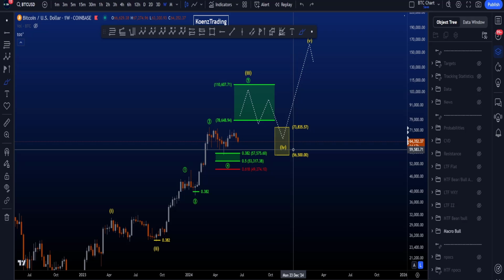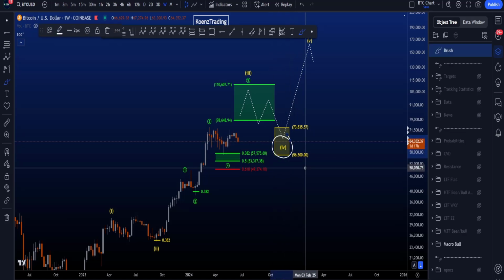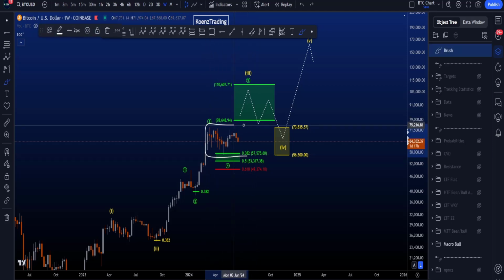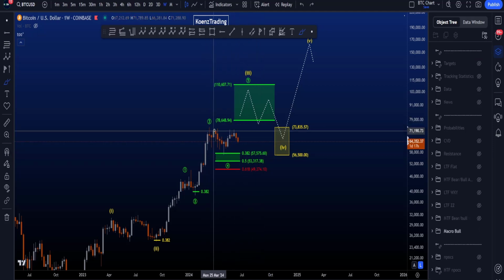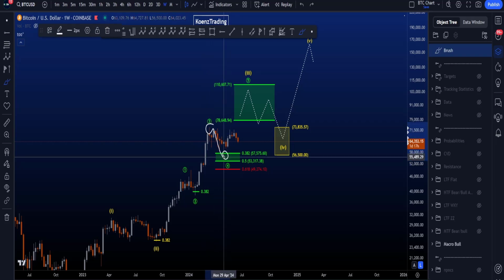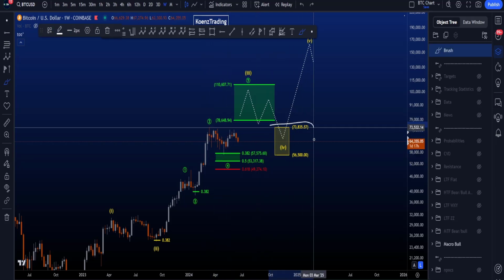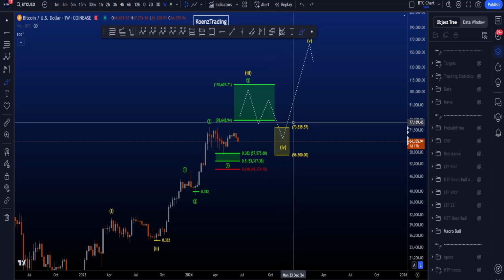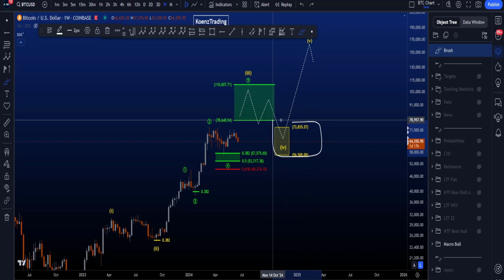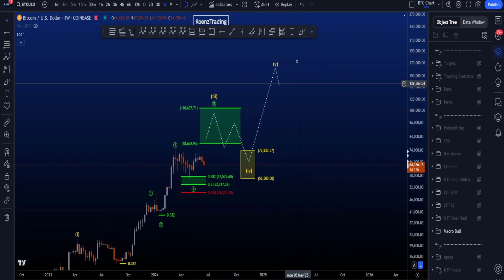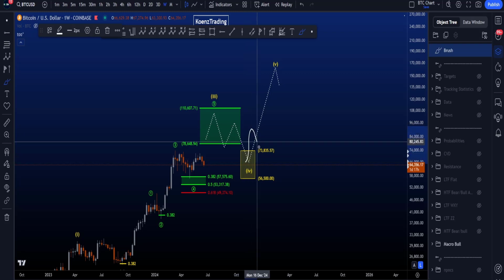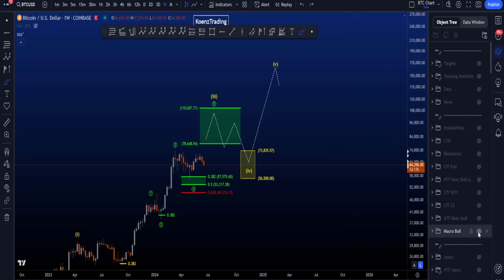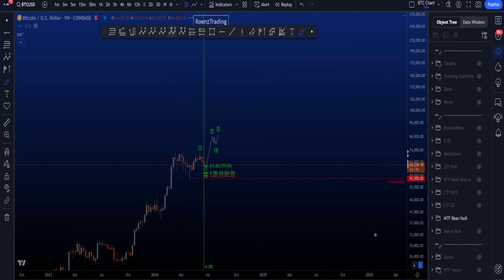A wave 4 of a higher degree, which is the yellow wave 4 here, does like to retrace to the wave 4 of a lower degree, which is the wave 4 in green. Therefore, if you take a box from the high to the low of the green wave 4, this can act as an important target area for your wave 4 of a higher degree, the yellow wave 4, between 73.8k and 56.5k. After this wave 4, we are then looking for a final impulse to the upside in a wave 5 before we then get a bigger retracement towards the downside.